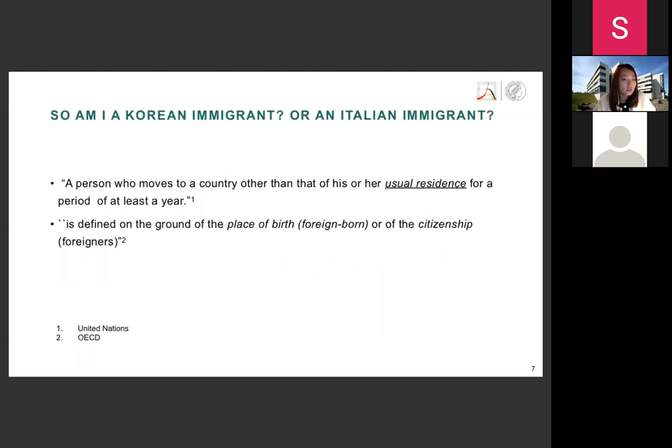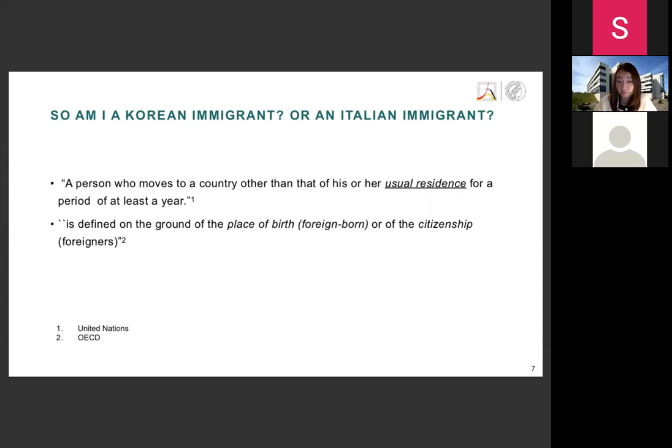So following these definitions, where do I stand? I'm a Korean citizen who used to live in Italy, but is now residing in Germany. Following the definition of the UN, I could be considered as an Italian migrant residing in Germany currently, as my usual residence for more than a year has been in Italy in the past years. However, following the second definition, I would be considered as a Korean migrant currently residing in Germany based on the citizenship status that I have.